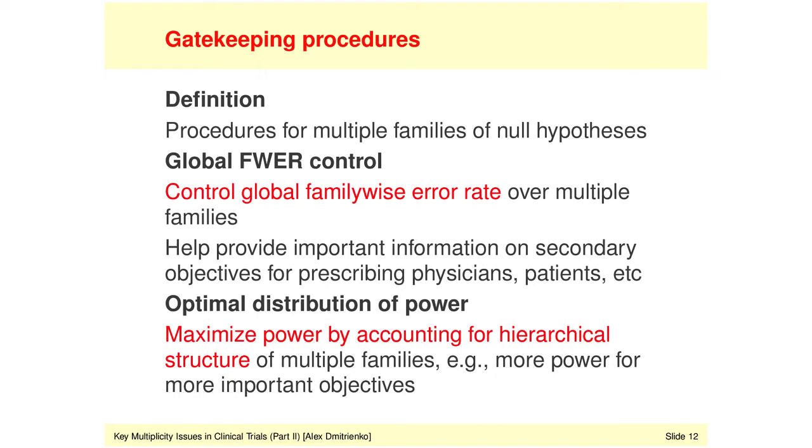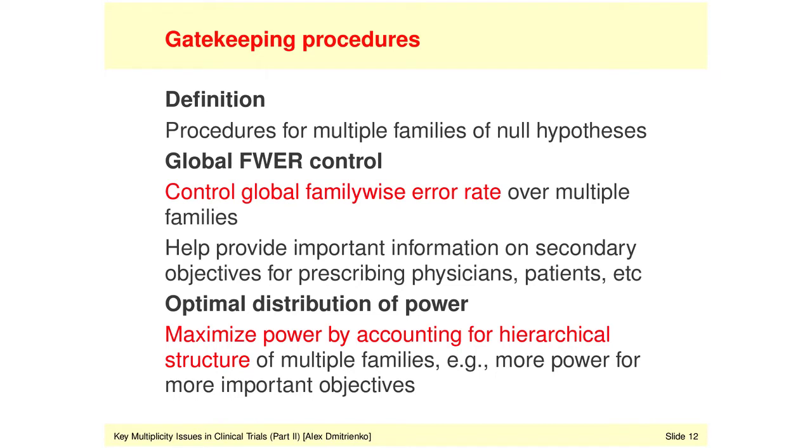Another important property of effective gatekeeping procedures is that they respect the hierarchical structure of multiple families and they help maximize power by accounting for that structure. The way they're set up is that they focus on providing more power for more important objectives. And then whenever the primary objectives have been met, we can figure out how much alpha can be transferred to the secondary objective, which may potentially lead to lower power for those secondary objectives, but this will be consistent with the predefined hierarchical structure.